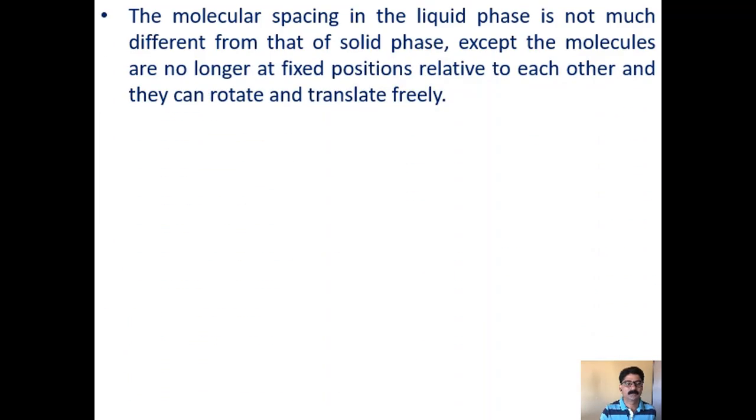The molecular spacing in the liquid phase is not much different from that of the solid phase, except the molecules are no longer at fixed positions relative to each other and they can rotate and translate freely. So this is the difference between the solid phase and the liquid phase. Here, though the molecular spacing is almost the same, the molecules are no longer in fixed positions. That means they can move relative to each other, they can rotate and they can translate.